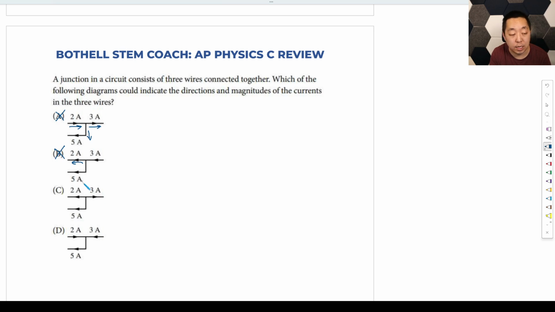That's not KCL. Here, all of them are leaving. 3 is leaving to the right, 2 is leaving to the left. So I have none entering, and this thing is just creating current. That can't be true. So here I have 2 going in, 3 going in. So 5 going in, and then 5 leaving. So this one is good.